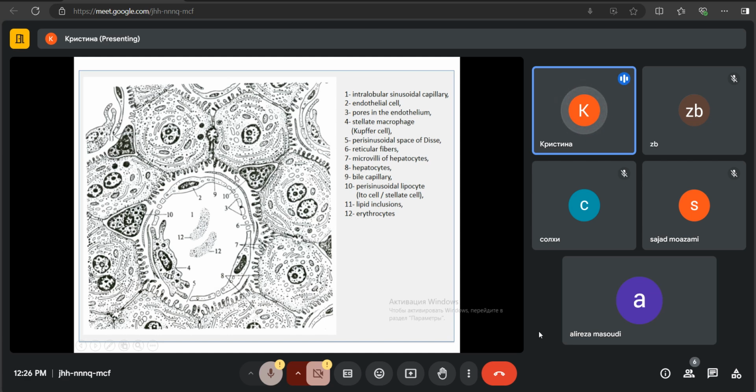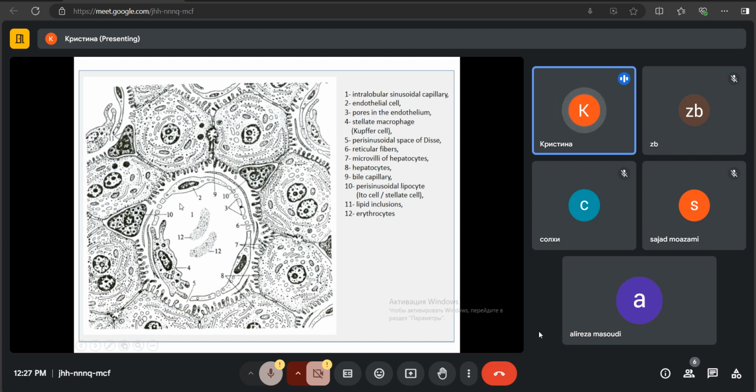Also, if we look at the space of Disse, we have these worm-like elongated structures, which are the reticular fibers. Reticular fibers are made by these triangular cells called perisinusoidal lipocytes or Ito cells. These perisinusoidal lipocytes, as comes from their name, serve for production and storage of lipids in the form of lipid droplets in their cytoplasm. And their second function is to produce the reticular fibers. It happens in normal condition.